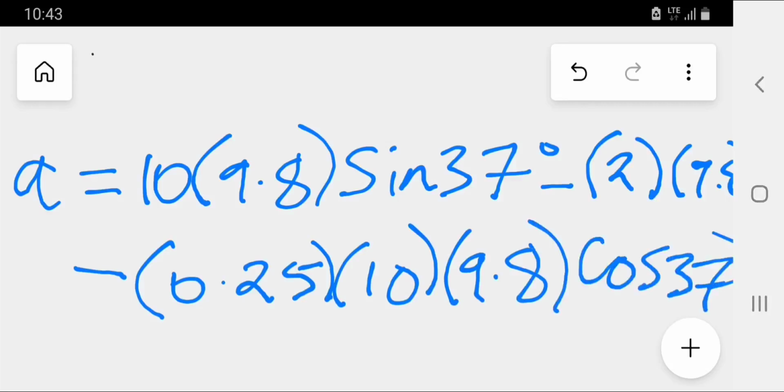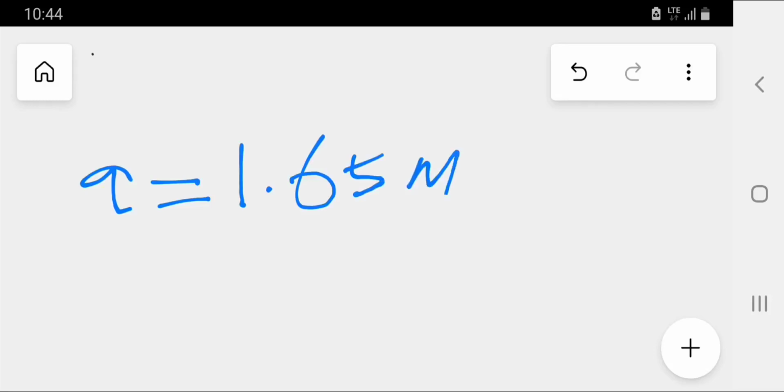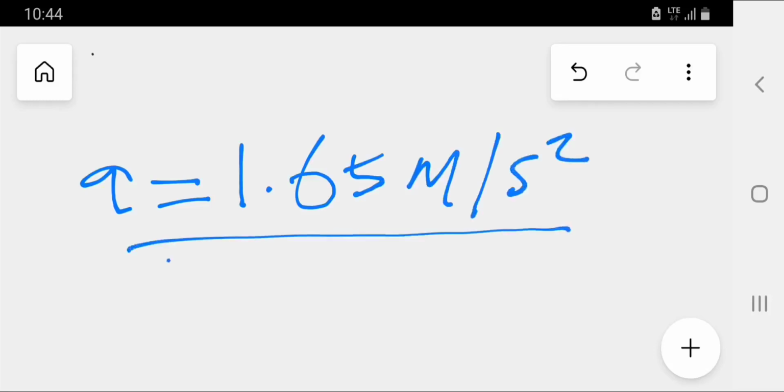Remember, we are supposed to divide everything by mass 1 plus mass 2. So what is mass 1? Mass 1, we said it's 2, plus 10. So when you add these, you're going to get 12. So our final answer here, when you punch everything on the calculator, we're going to have acceleration being equal to 1.65 meters per square second. So this one becomes our value for acceleration.